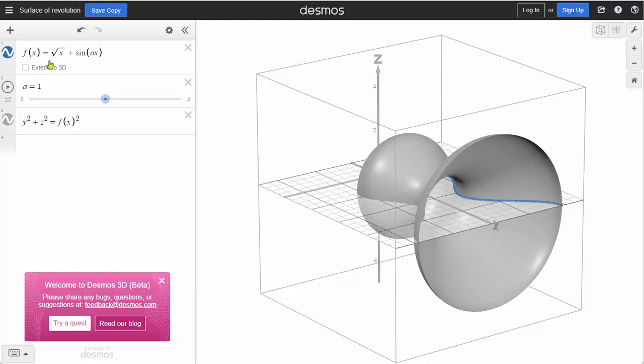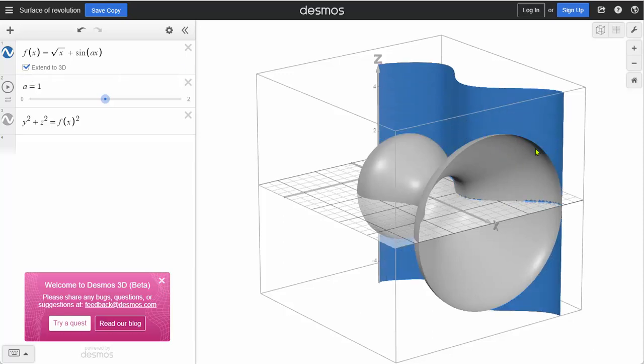Next, we have f of x equals the square root of x plus sine ax. This equation is in two variables, x and y, and therefore we do have an option to extend to 3D. In blue, we have the graph in the xy plane. If we click on extend to 3D, we have the three-dimensional graph where z can be any value.